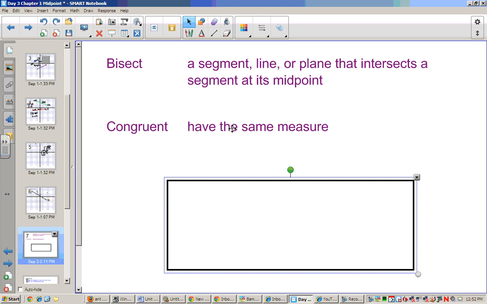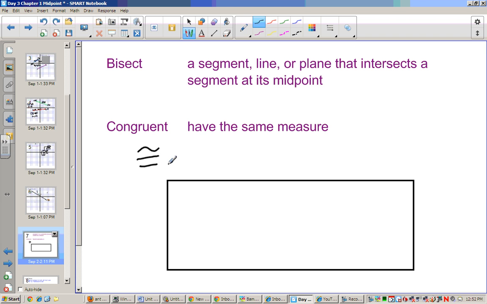Congruent, those are things that have the same measure. So if 2 angles are the same size, we say that they're congruent. And we do so with a squiggly line and an equal sign below it. So if I have AB, and it's the same size as CD, we can usually show that with a line through it, and we'll write AB is congruent to CD.